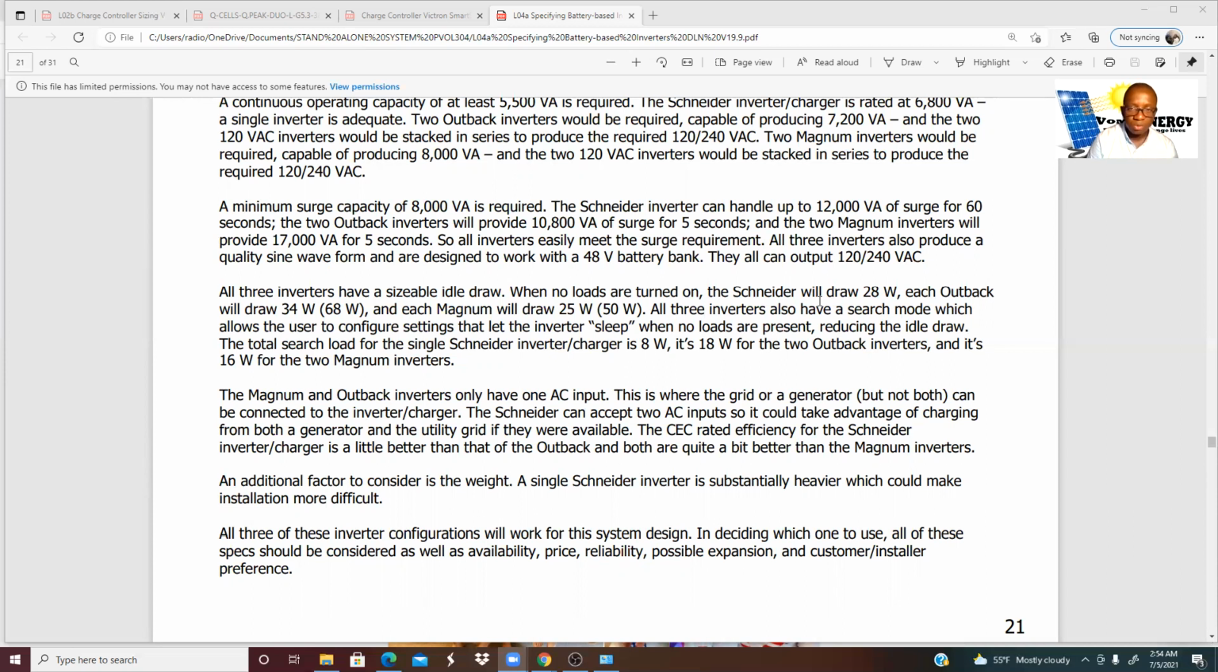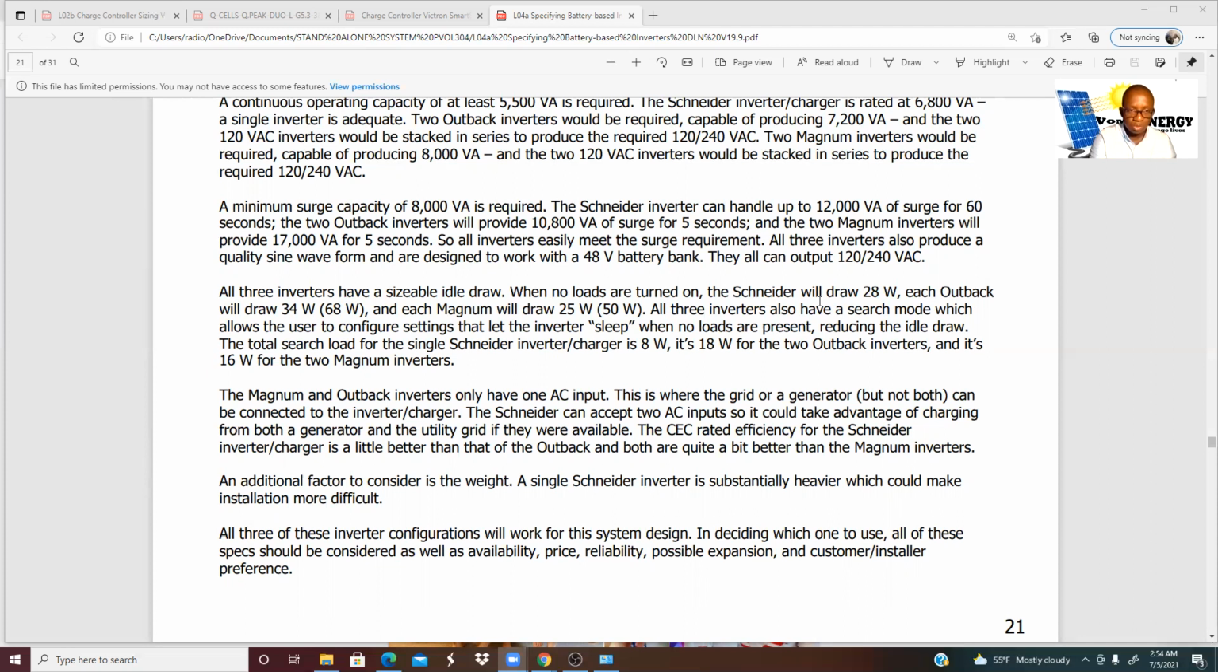They all can output 120/240 volt. All three inverters have a feasible idle draw. When no loads are turned on, the Schneider will draw 28 watts, each Outback will draw 34 watts, 68 watts total, and each Magnum will draw 25 watts, 50 watts total. All three inverters also have a search mode, which allows the user to configure settings that let the inverter sleep when no loads are present, reducing the idle draw.